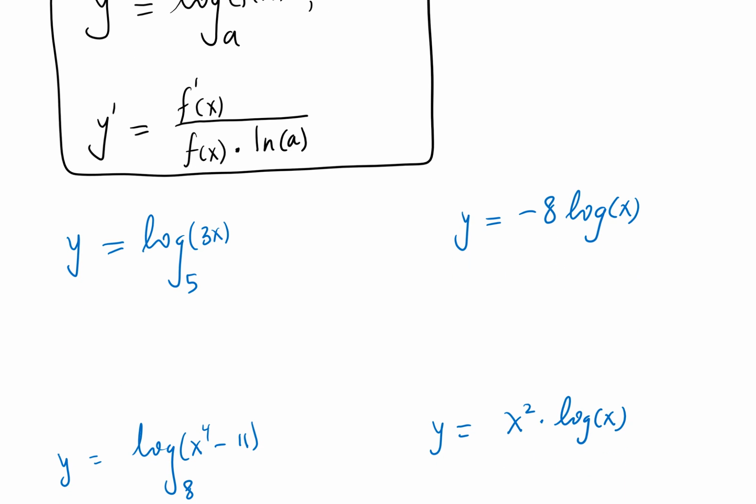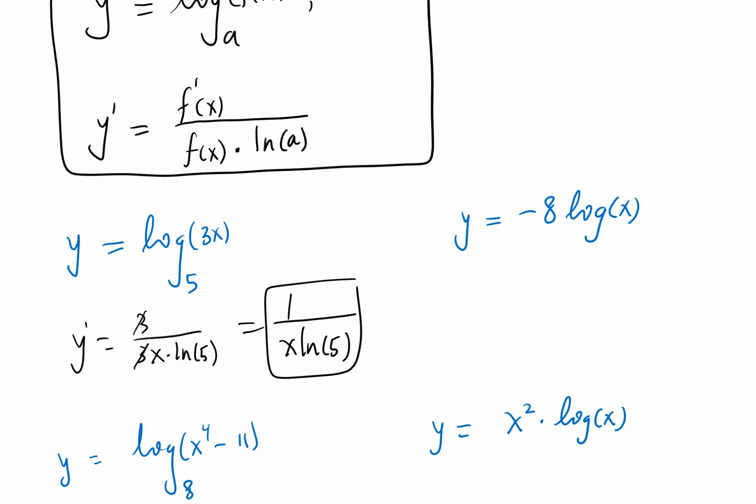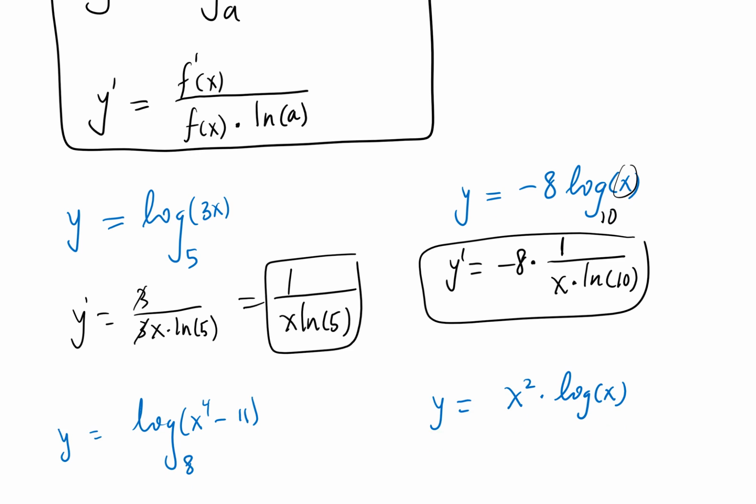So for the first one, y prime is the derivative of 3x, which is 3, over itself times natural log of the base. Notice how the 3s cancel, so you get 1 over x down there. Next one, negative 8 is a constant, so you don't have to worry about it. There's no base means base 10. Derivative of x is 1 over itself, meaning over x, times natural log of 10. That's all you need to do.